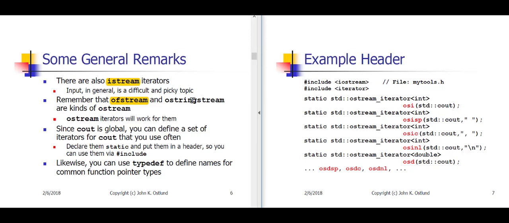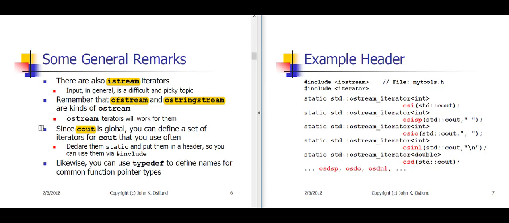Now remember, we've been looking at ostream iterators, but an ofstream, which is an output stream associated with a file, or an ostringstream, which is an ostream associated with a string object, are kinds of ostreams. So if you define an ostream iterator, you can use these ostream iterators with ofstream objects or ostringstream objects as well.